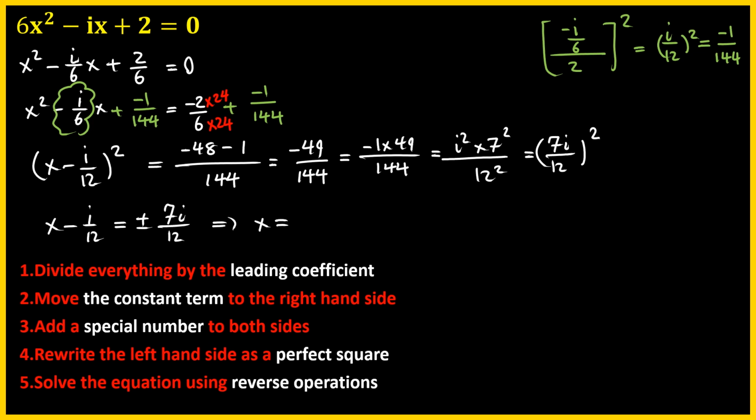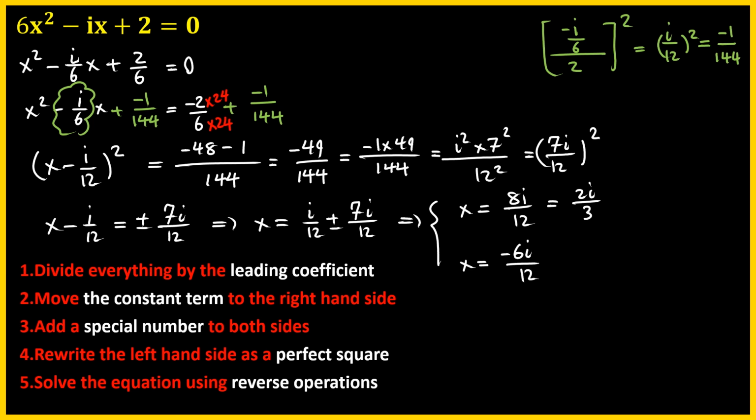So this gives us x equals i over 12 plus or minus 7i over 12, which means that x is either 8i divided by 12, which is the same thing as 2i over 3, or x is negative 6i over 12, which reduces to negative i over 2. So again, in the last one, we used these 5 steps, and we completed the square, and we solved for x, and we found 2 complex solutions for this interesting quadratic equation, which had negative i as the coefficient of x. And this brings us to the end of this video.